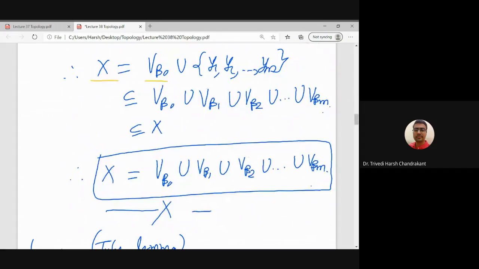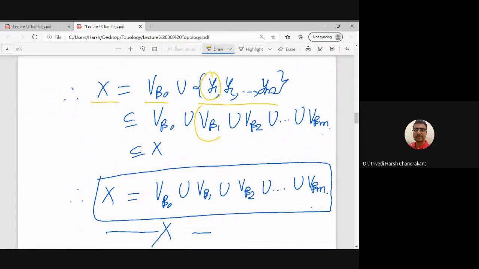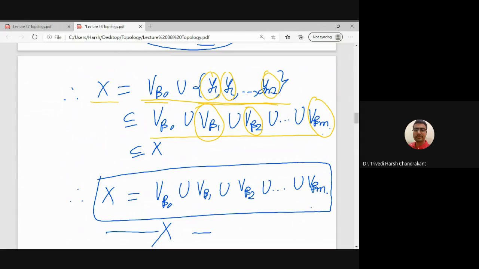So X is the union of V beta naught with y1, y2, ym, and y1 belongs to V beta 1, y2 belongs to V beta 2, and ym belongs to V beta m. So therefore this set is a subset of this set, and every open set V beta is a subset of X. So therefore we get this relation, and X is a subset of this set which is a subset of X. Therefore this set is exactly X, right? A is a subset of B is a subset of A, then A is equal to B.